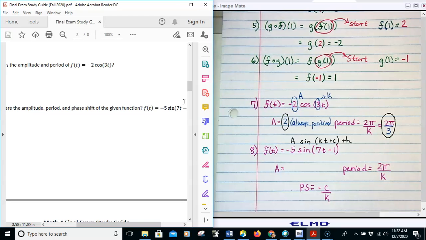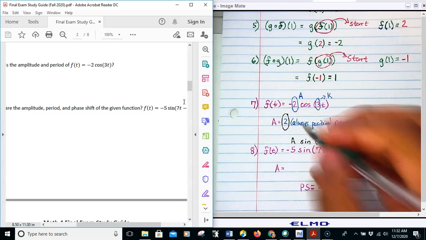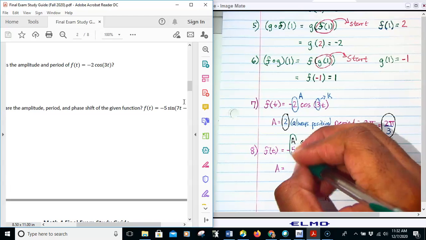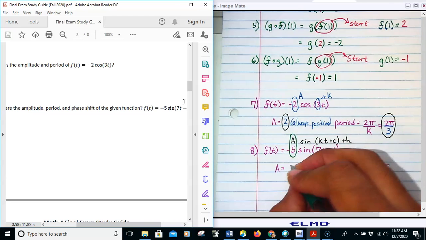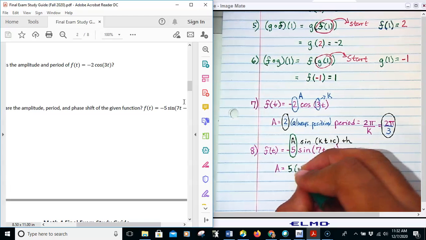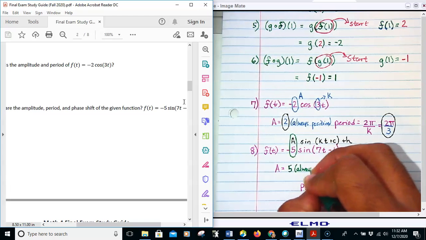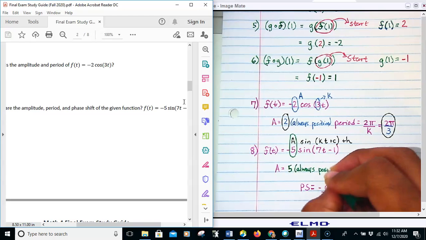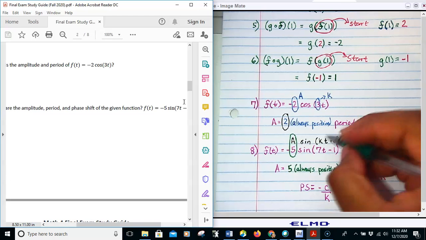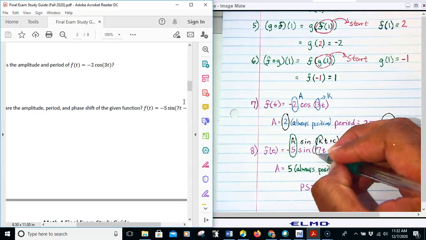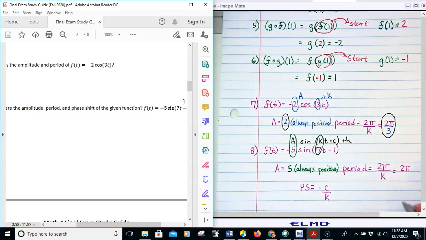All right, so let's go and take a look at these now, and let's go ahead and get these answers. Again, remember, A is always going to be positive. Remember that negative flips it about the x-axis. So 5 is going to be our amplitude. Again, always positive. Always. Always. Always positive. Yes. All right, so we got that part. So we got 2 pi here. If you look back at what we wrote up top, our k is 7. So that's 2 pi over 7.